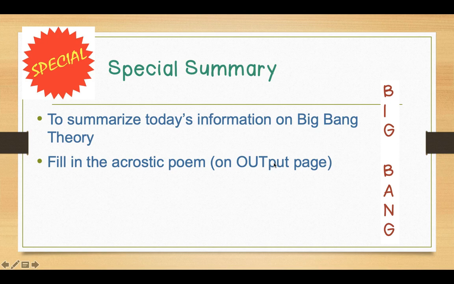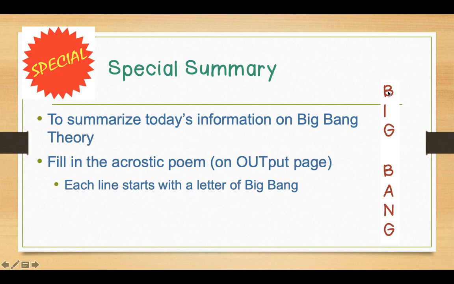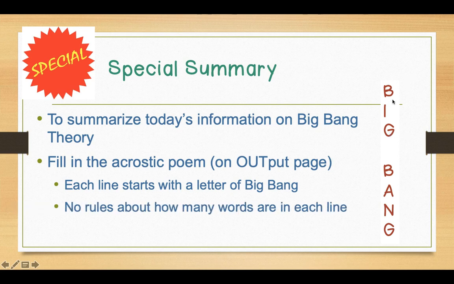So next to this page where you're taking notes. And then what you do is each line starts with a letter. So the letter B starts this sentence, and the letter I starts this sentence or this word, and the letter G starts this sentence. And there's no rules about how many words you put in each line. You could put one word, you could put a whole sentence. But the whole point is that after you read this poem, each line starts with one of the letters of Big Bang, and it summarizes today's notes.